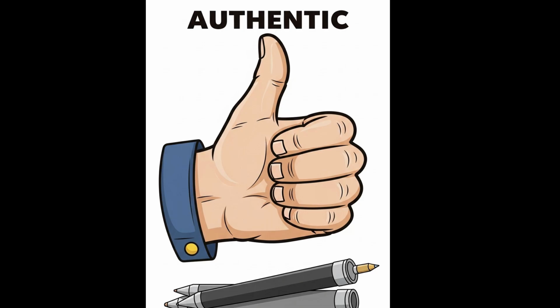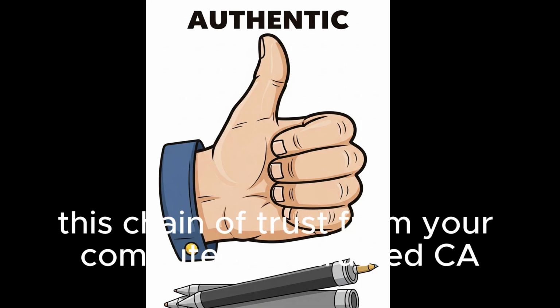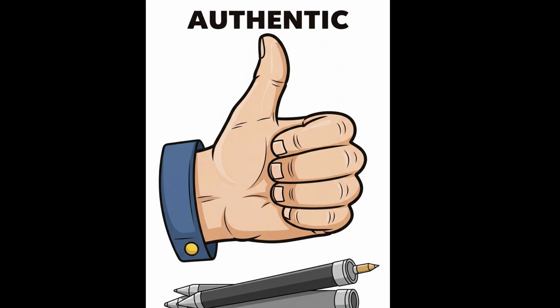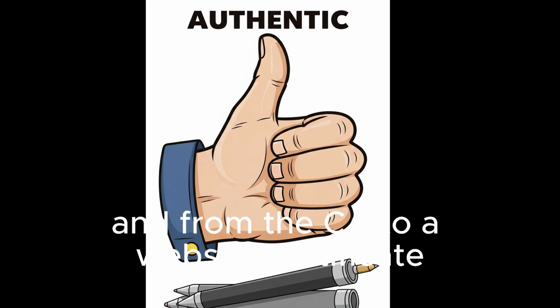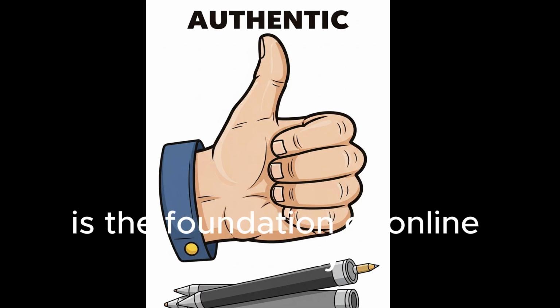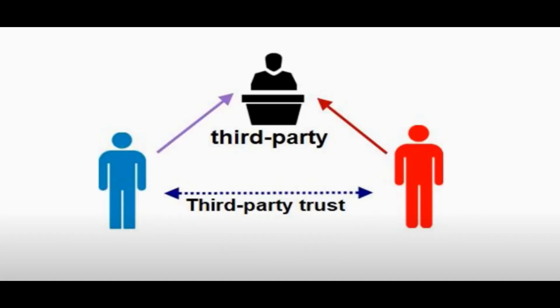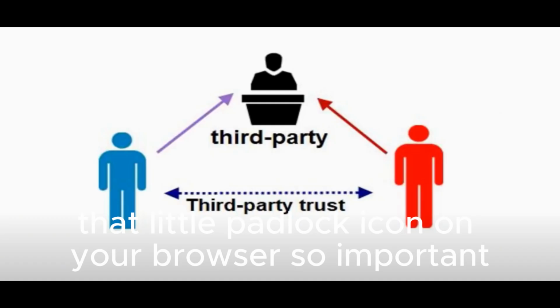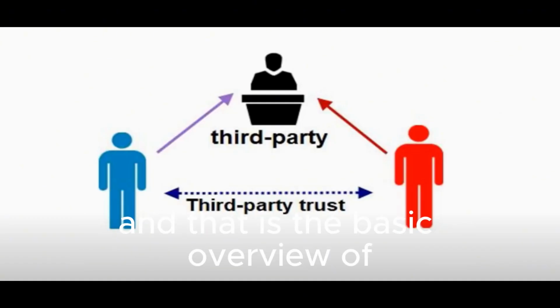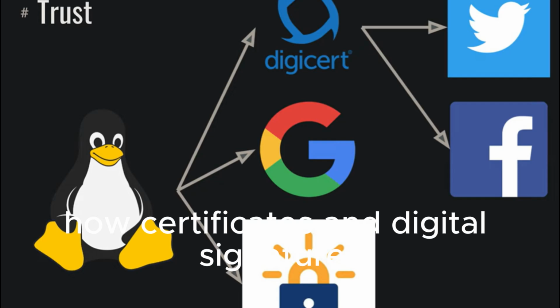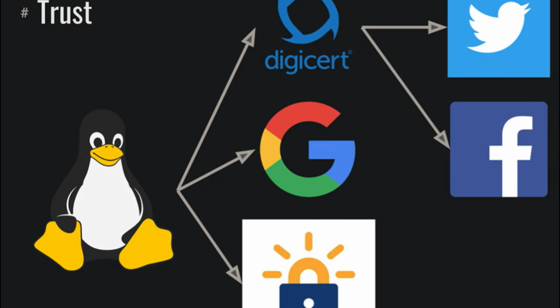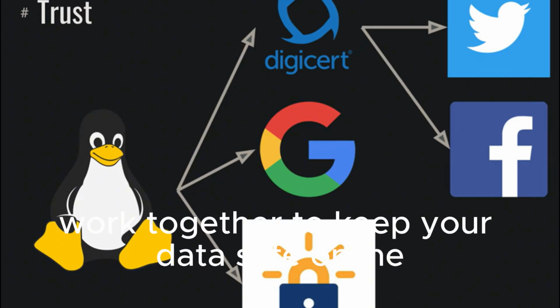authentic. This chain of trust, from your computer to a trusted CA, and from the CA to a website certificate, is the foundation of online security. And it is what makes that little padlock icon on your browser so important. And that is a basic overview of how certificates and digital signatures work together to keep your data safe online.